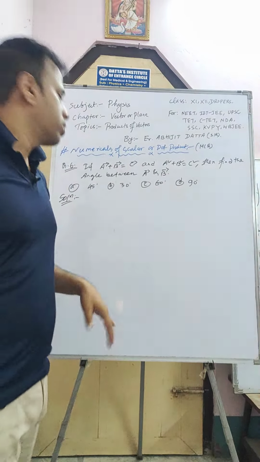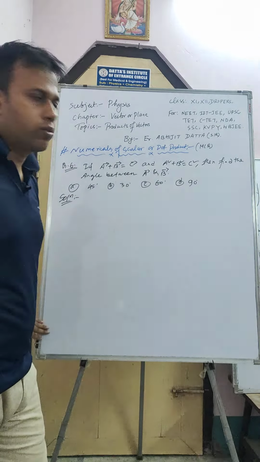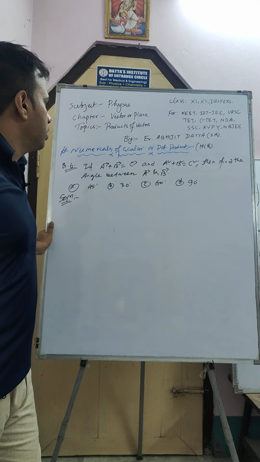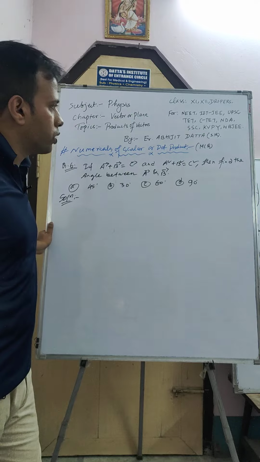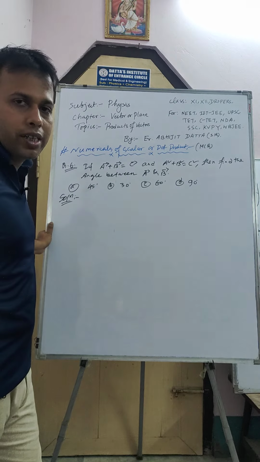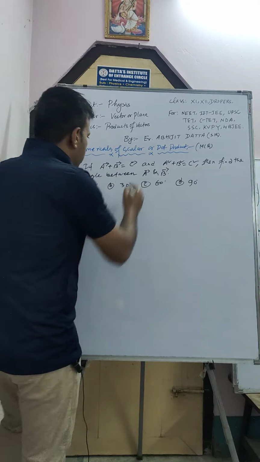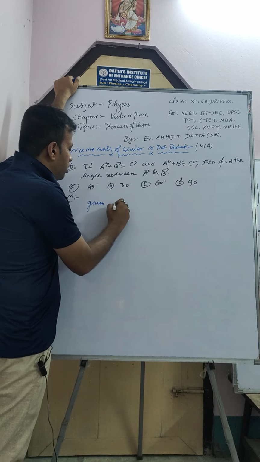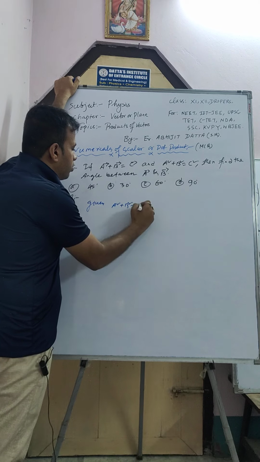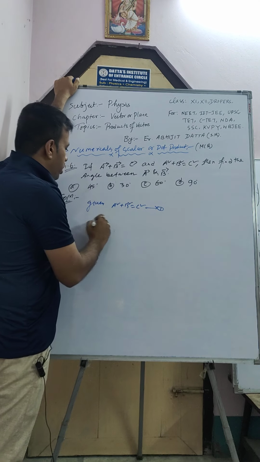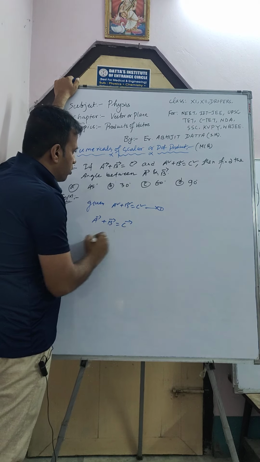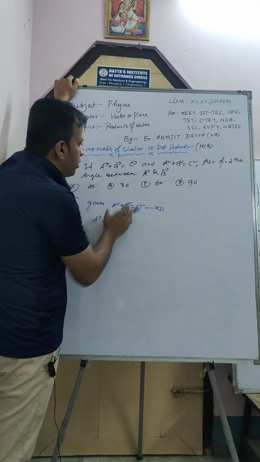Question number 6 is the next question from the topic scalar product, dot product. If A plus B equal to C and A square plus B square equal to C square, then find the angle between A vector and B vector. What is given here? A square plus B square equal to C square is one equation, and the other equation is A vector plus B vector equal to C vector. Now we have to find the angle.